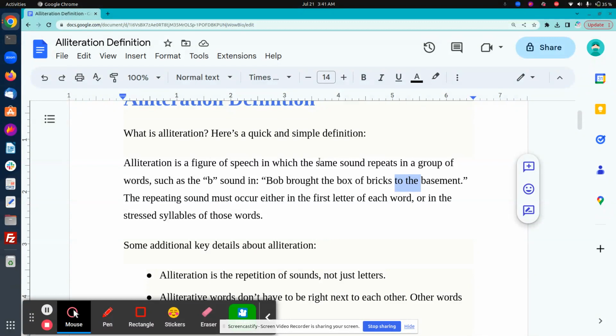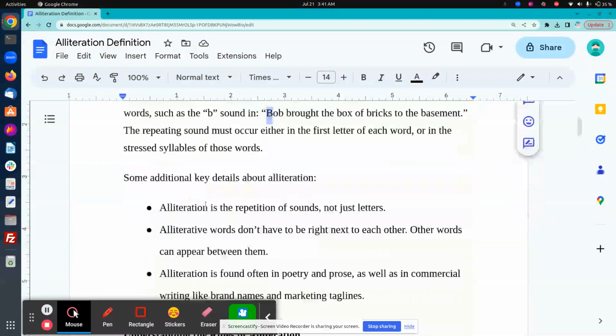For now, you just need to keep in mind that the same sound repeats in a group of words, such as B in this example. In this example, there's a repetition of the B sound, 1, 2, 3, 4, 5 times. The repeating sound must occur either in the first letter of each word, or in the stressed syllables of those words.